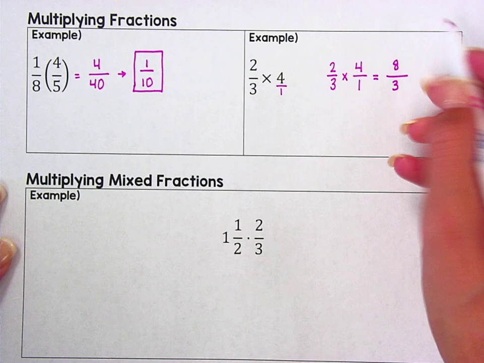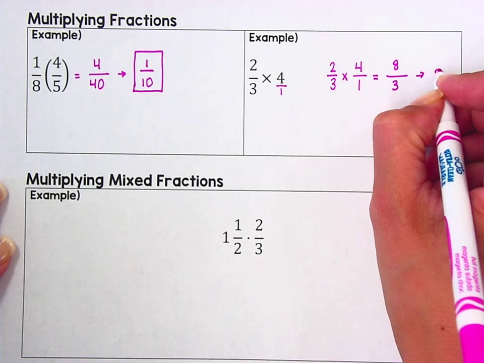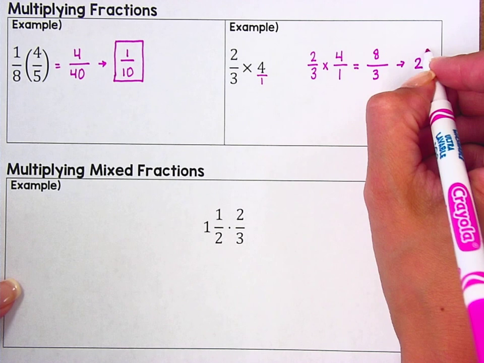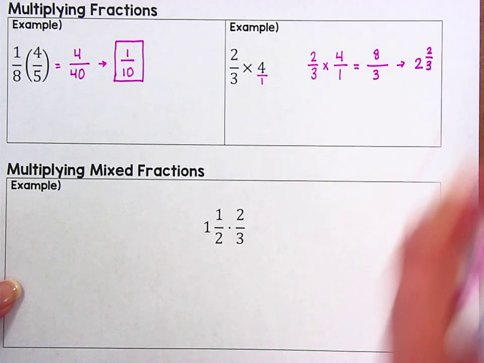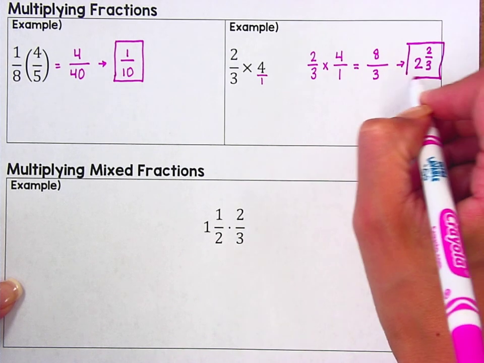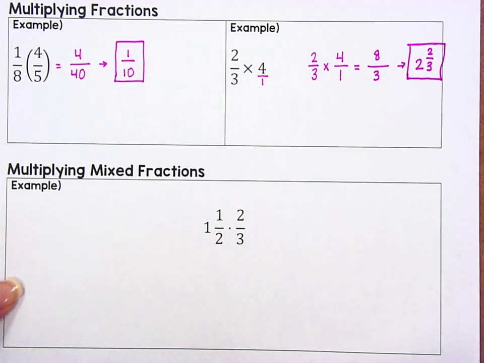So I know I have at least 2 full wholes here. And I have 2/3 remaining. So our simplified answer for 2/3 times 4 is 2 2/3.